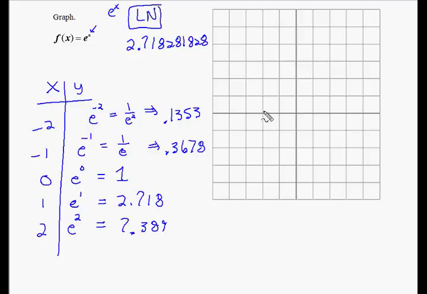Negative 2, positive 0.1, negative 1, positive 0.3, 0, 1, 1, 2.7, and 2, 7. Oh, well, we're off the graph again. So we can see that this is another increasing function, and it's increasing because the base is bigger than 1, and we have an asymptote here at the x-axis once again. Because here's your function, and the number that you can add to this that's not part of the exponent indicates where the asymptote is, and that's at 0.